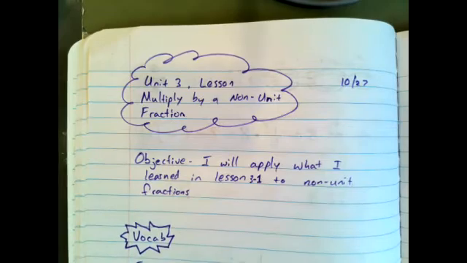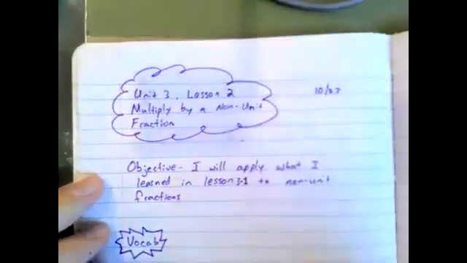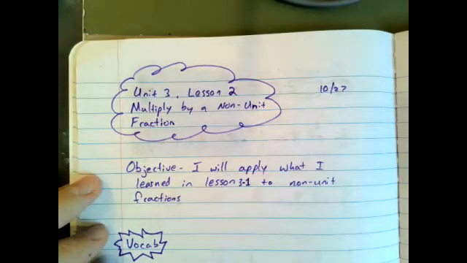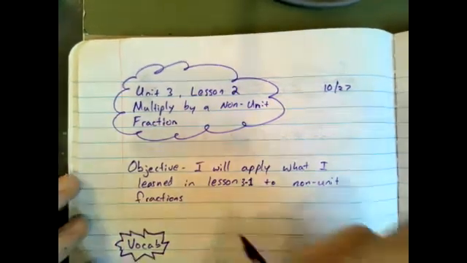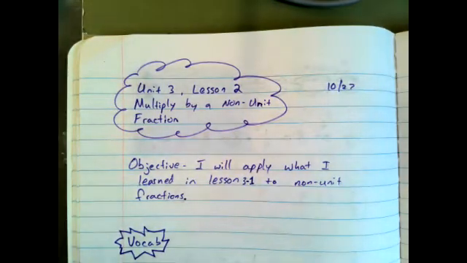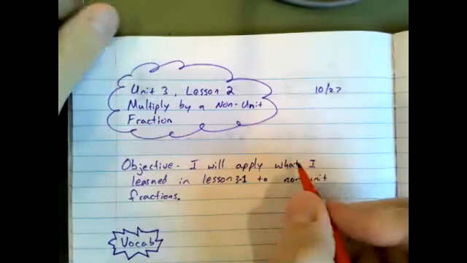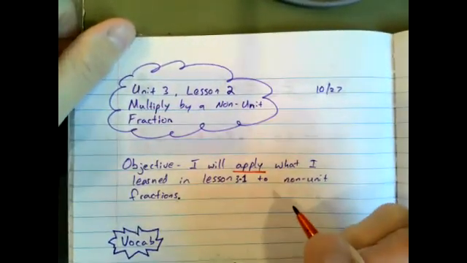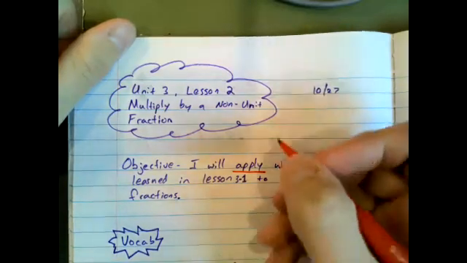I've got my date. I've got my title, Unit 3, lesson, forgot the number, lesson 2. Multiply by a non-unit fraction. Our objective, it's a little abstract, but I will apply what I learned in lesson 3-1 to non-unit fractions. I need a period. So let's look at the action verb here, apply. What does it mean to apply? Well, it means we're going to put into action.